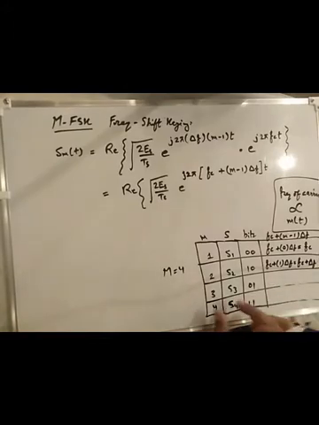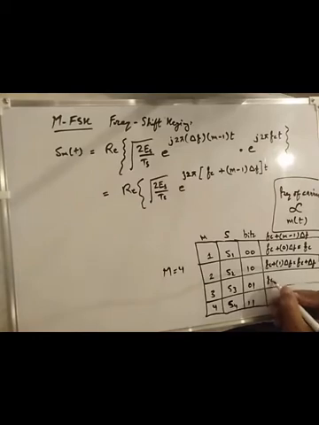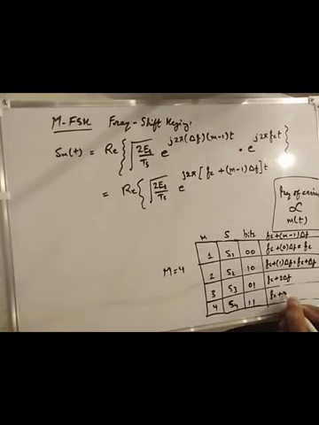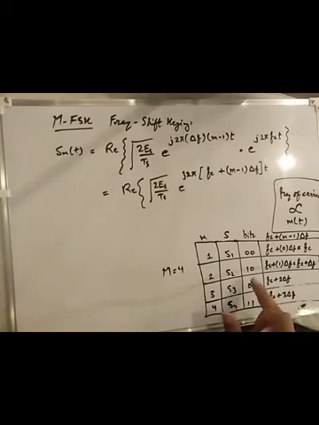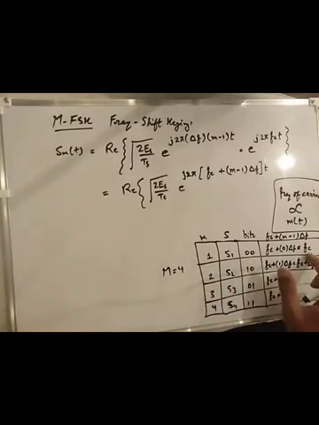And likewise for the message patterns M3 and M4: fc plus 2 times delta f and fc plus 3 times delta f. Now you see, whenever you have 00 to be sent from the transmitter end, you are going to send the carrier with frequency fc. And whenever you have, say, 11 to be sent, you are going to send the carrier with frequency fc plus 3 delta f, right?